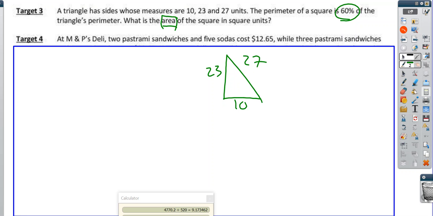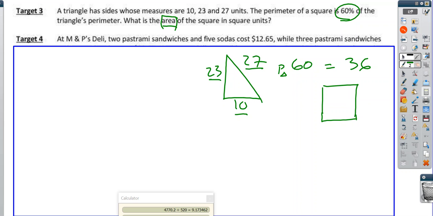All right, so the perimeter of my triangle is going to be, well, this plus this is 50, plus this is 60. So my perimeter of my triangle is 60. Well, 60% of 60 is equal to, you multiply 6 times 6, which is 36, and deal with the decimals. So we have a perimeter of 36.